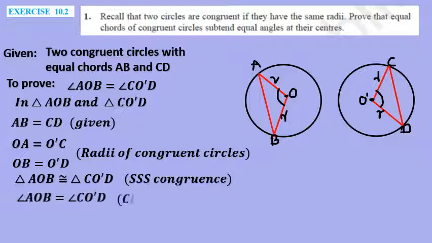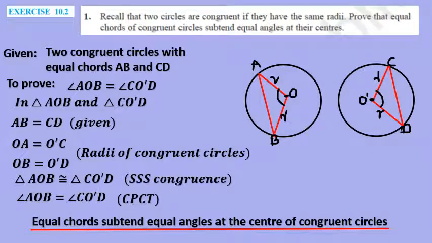So we can say angle AOB equal to angle CO dash D. The reason is corresponding parts of congruent triangles. So this proved that equal chords subtend equal angles at the center of congruent circles.